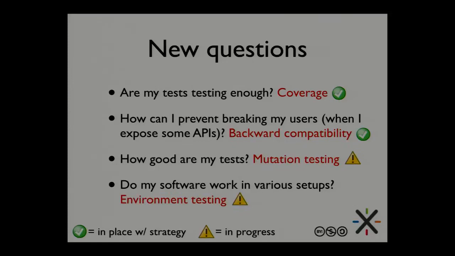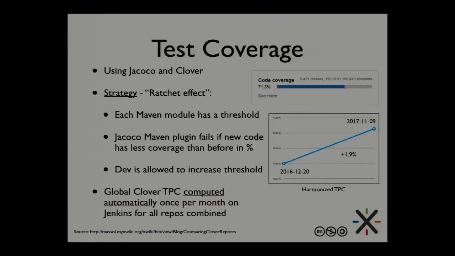But the ones with the exclamation mark, the yellow ones, are new stuff that we're experimenting with at the moment. So we have a bit less years of return of experience on those, but we've started using them and having some strategies around them. So let's start with the first one, the test coverage.